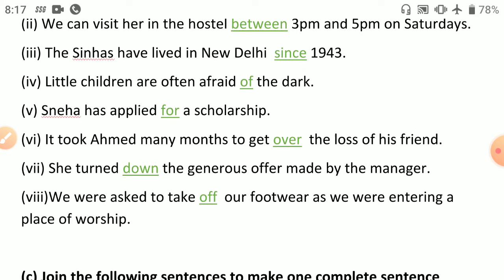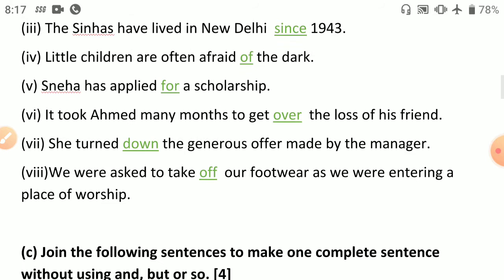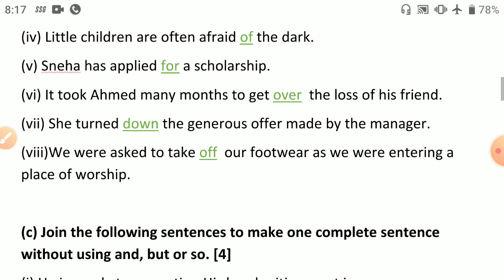Sneha has applied for a scholarship. So you are applying for what? You are applying for a scholarship. It took Ahmed many months to get over the loss of his friend. This kind of sentence keeps on coming in the ICSE board. Get over a shock or get over the loss, coming out of it. So, get over the loss of his friend.